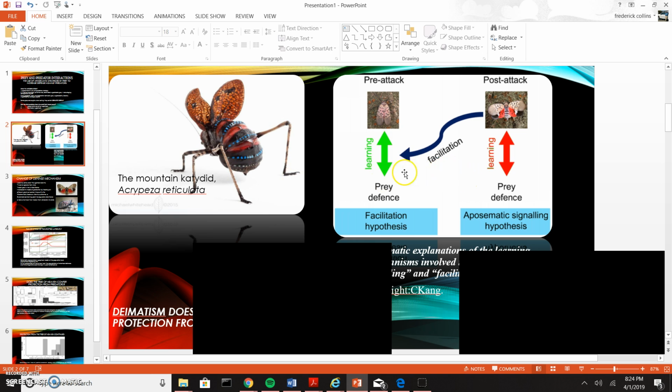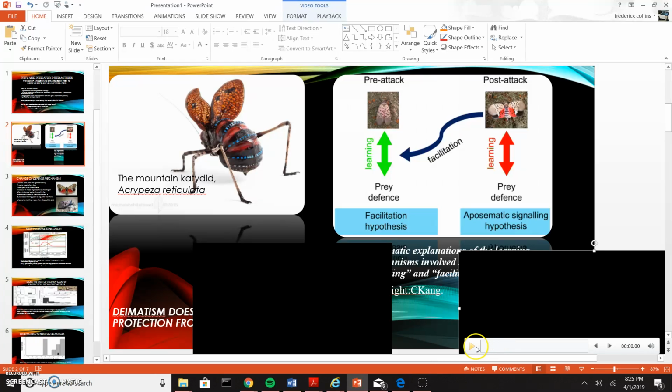Like I was saying earlier, this is the insect, the prey, in a cryptic mode, and this is the post-attack mode. So you can see the link between the facilitation hypothesis and the aposematic signaling hypothesis. On this picture is an insect called the mountain katydid, Acripeza reticulata, exhibiting a deimatic display. And I actually have a video here that shows that.